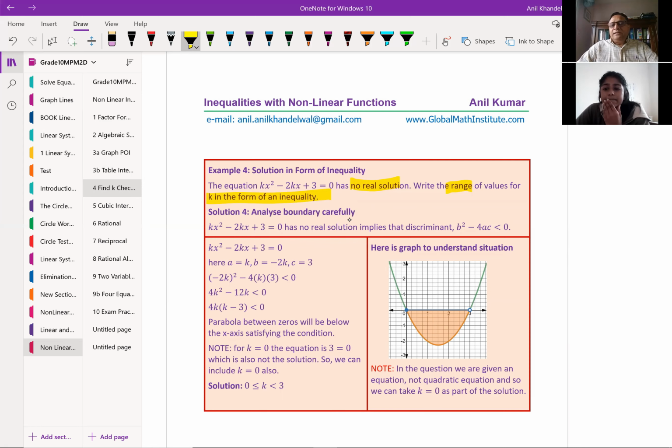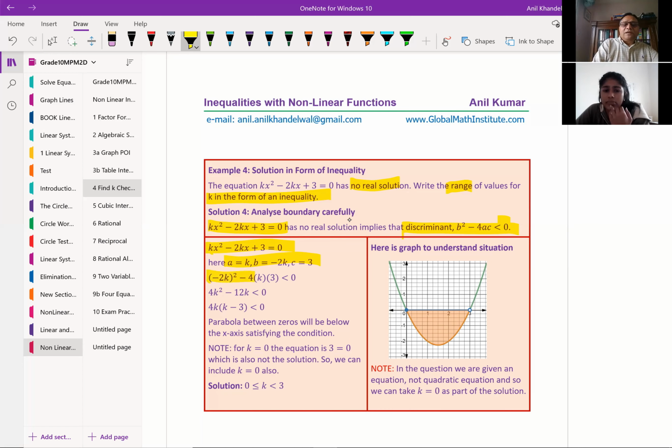Perfect. So the idea here is we have already learned that we have to analyze the discriminant b squared minus 4ac. Since we have no real solution, that means within the square root we have a negative number, right? So b squared minus 4ac should be less than 0. That is what it is. From the given equation, we have to identify what a, b, and c are. In this particular case, where the equation is kx squared minus 2kx plus 3 equals 0, a is k, b is minus 2k, and c is 3.